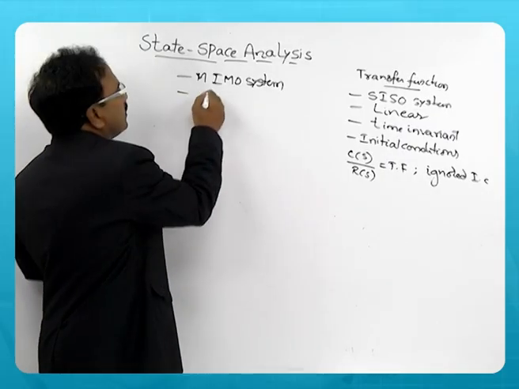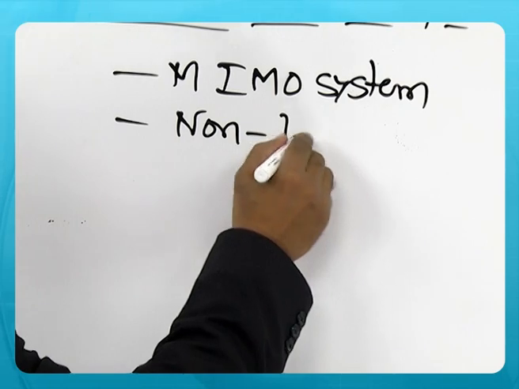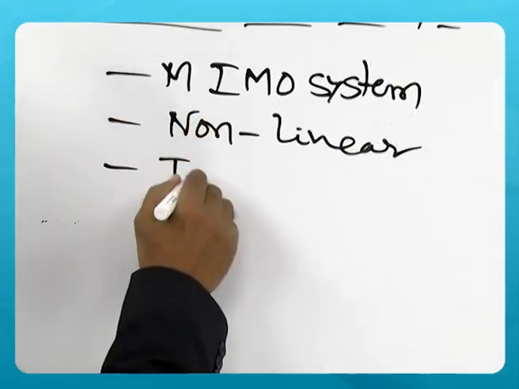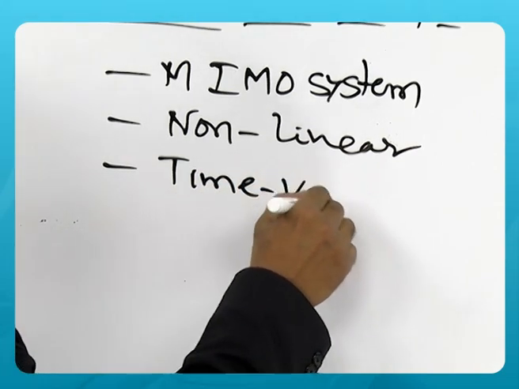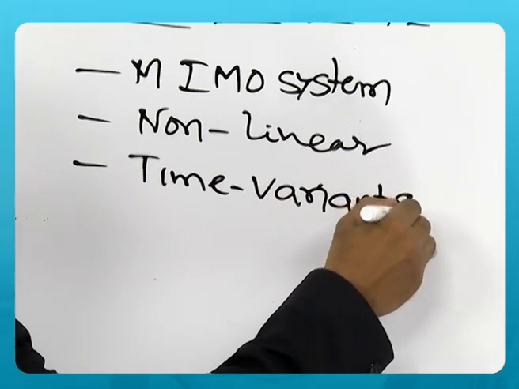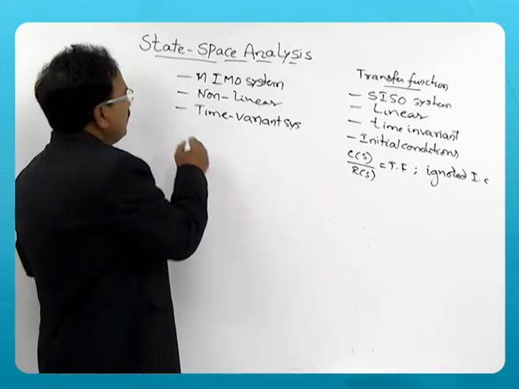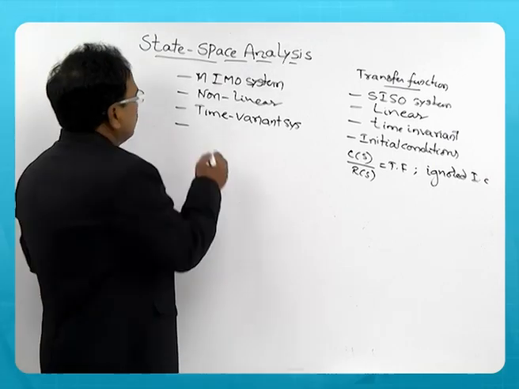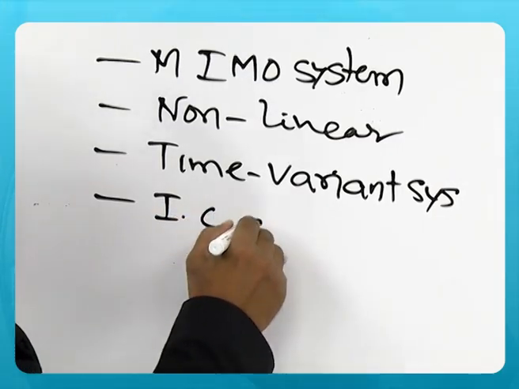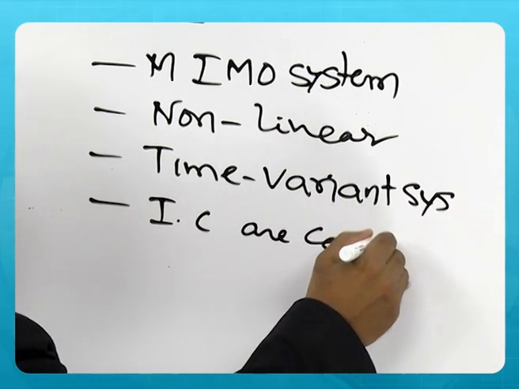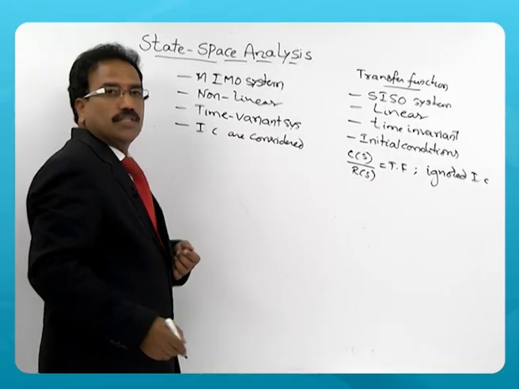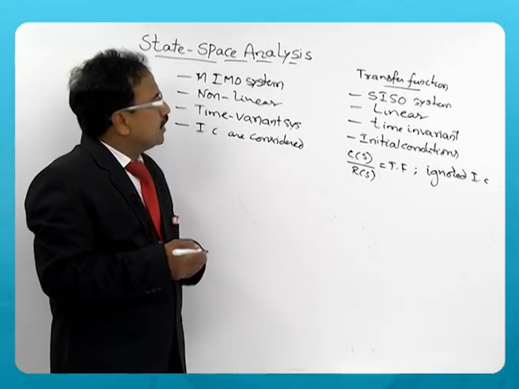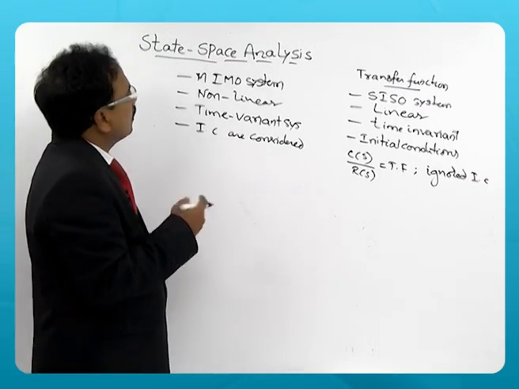This can be extended to nonlinear systems, and it can be used for time variant systems, and initial conditions are not ignored. So, initial conditions are considered. That is the advantage of state space analysis. We can use it for multiple input, multiple output systems and all.